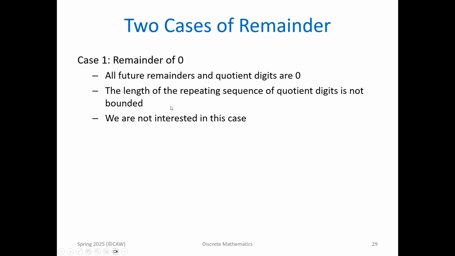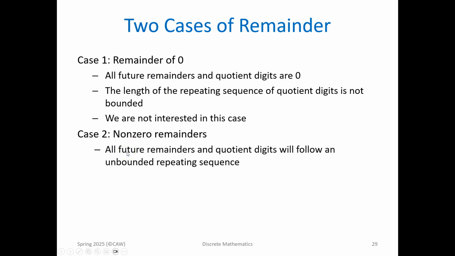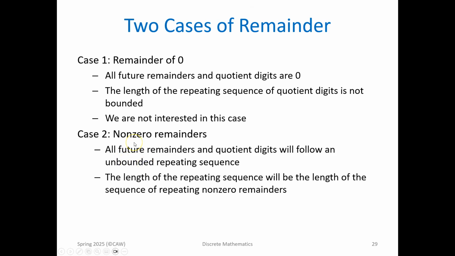We're looking for a repeating sequence beyond just 0. In other words, we're looking for non-zero remainders. All future remainders and quotient digits are going to follow an unbounded repeating sequence, okay? Because once we repeat one of them, you can see that it'll generate the same dividend, and that will generate the same remainder that we already saw, and it'll go on in the same way. And the length of the repeating sequence is going to be the length of the sequence of repeating non-zero remainders.